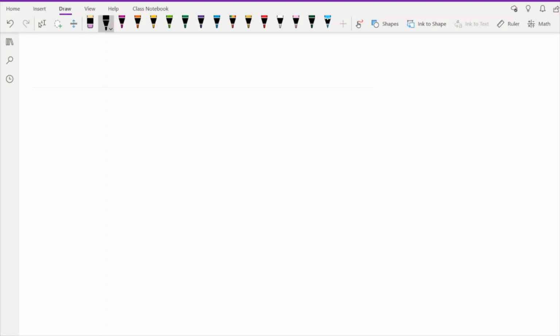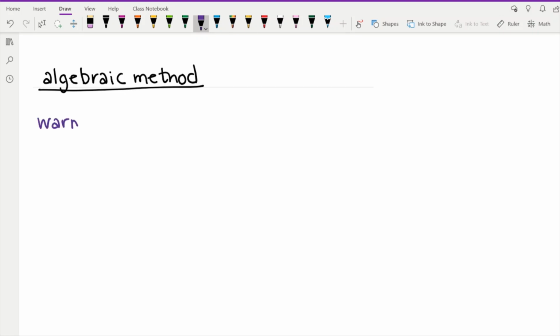So now we're going to be talking about, as I said, an algebraic method. So to help you understand where this algebraic method comes from and why it works the way it does, I want to give you a little bit of a warm-up. So let's say that we have the function f of x is equal to 2x minus 3. So this is one of the same functions we worked with earlier.